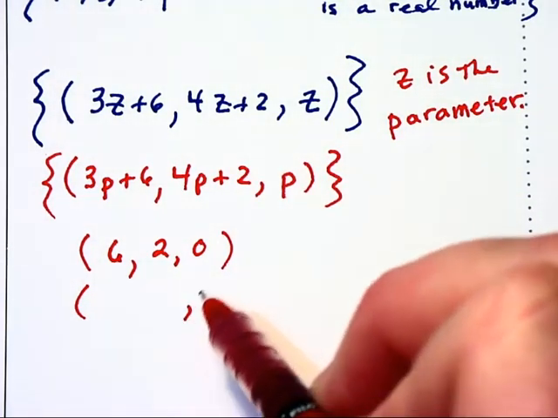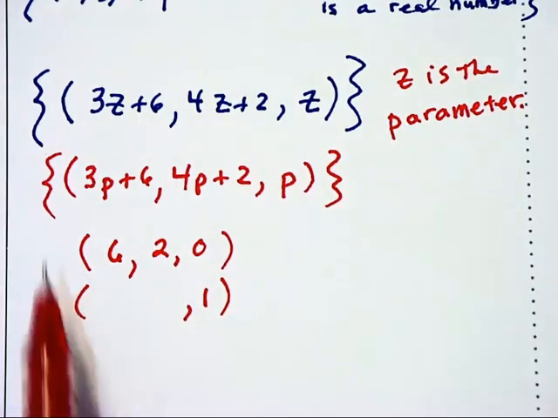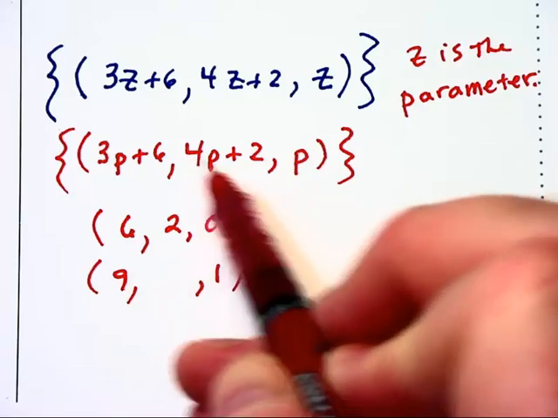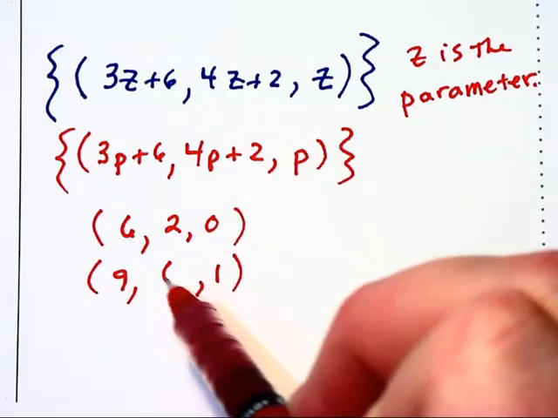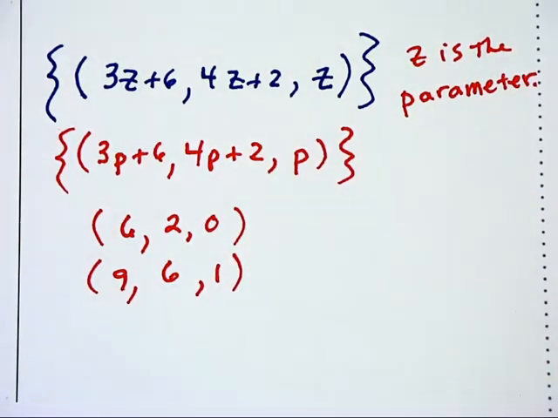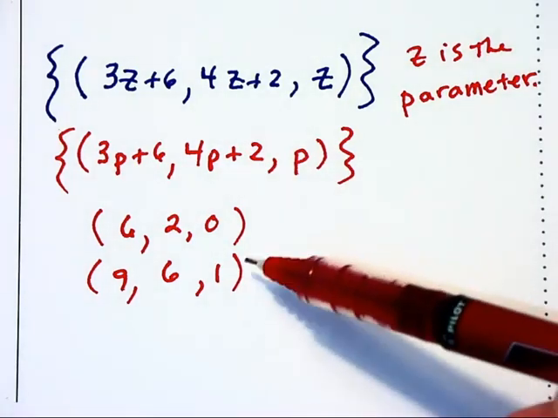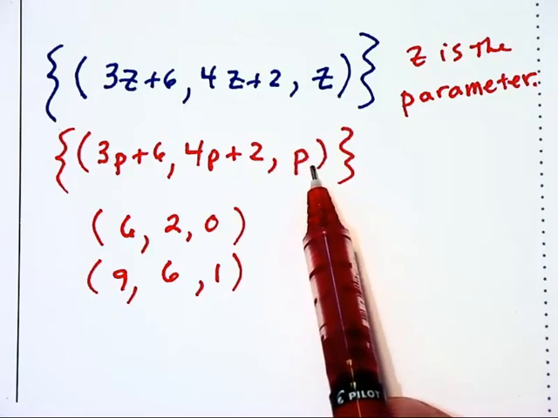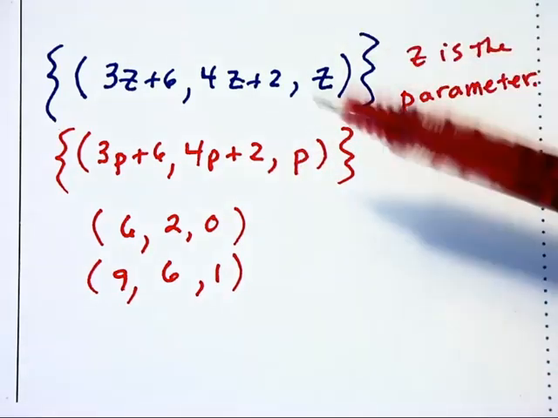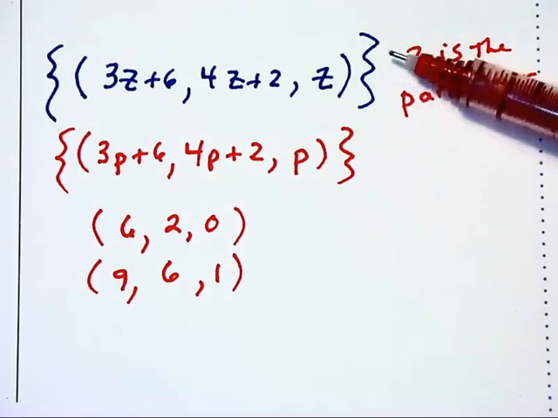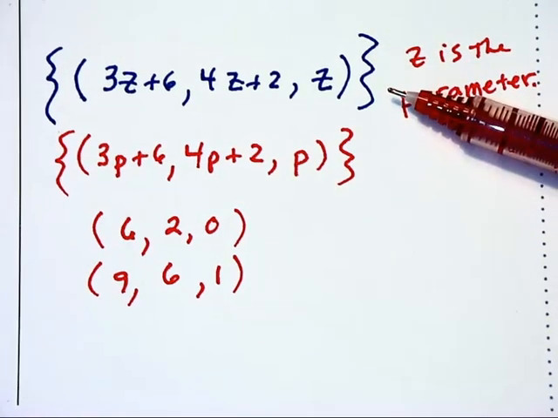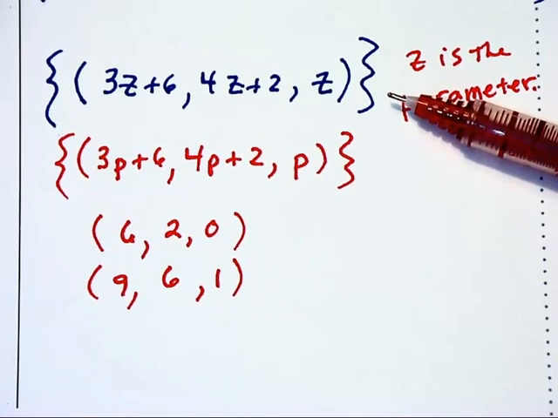Then you could say, let's let p be 1. I'd have 3 plus 6 making 9. 4 times 1, 4 plus 2 making 6, and that will be another point that's on this line. And you could generate points on that line one by one by one by substituting in different values of p. So we will probably be going with this first representation with the z in it because it's the most compact, easy way to write our solution set.